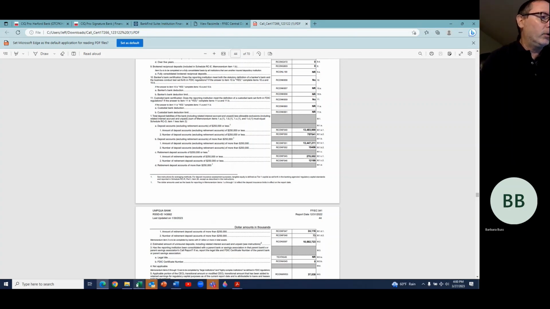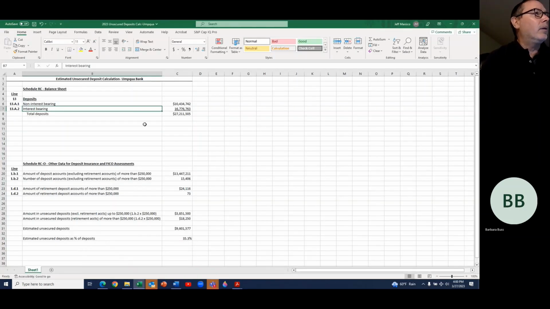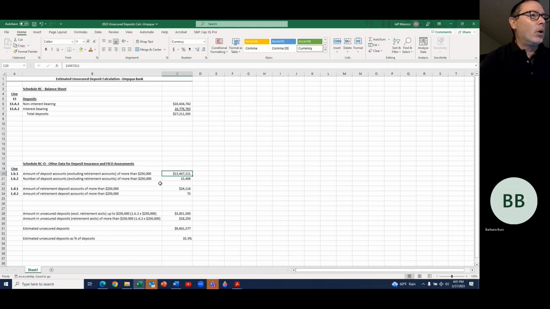So let's take this to the spreadsheet to look at Umpqua Bank. From their Schedule RC, you see the deposit amounts to $27.2 billion at 12/31/22. And then in Schedule RCO, you'll see lines 1B1 and 1B2, that $13.4 billion of amounts in accounts greater than $250,000, and here's the number of those accounts, 15,406 accounts. Then you go to 1D1. These are the retirement accounts more than $250,000. There's $24 million in 73 accounts.